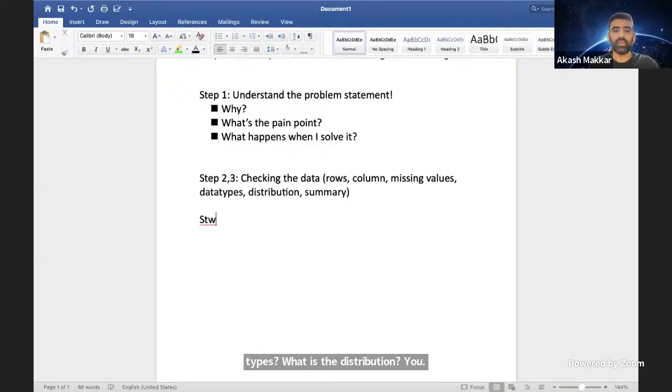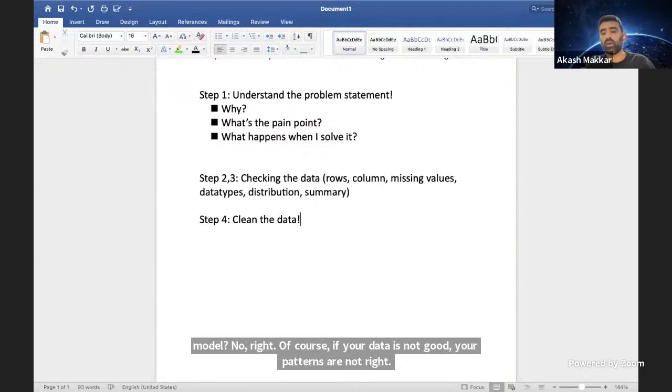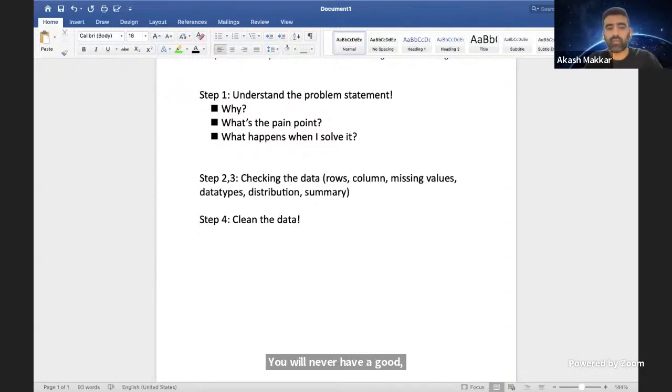Then step 4 basically comes around. You clean the data, and this is a very important step. So let me ask one tricky question. If your data is not good enough, will you get good answers from the data? Yes or no? If your data is bad, can you build a good model? No, right? If your data is not good, your patterns are not right, you will never get good results from your data set, no matter what you do. So cleaning the data becomes a very important step.